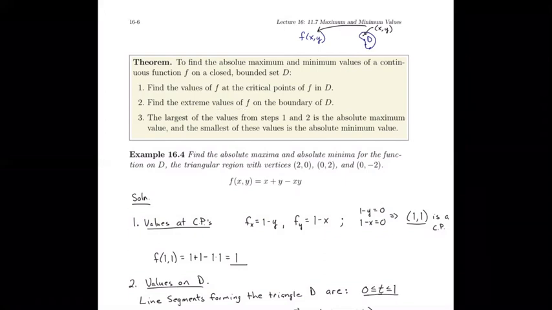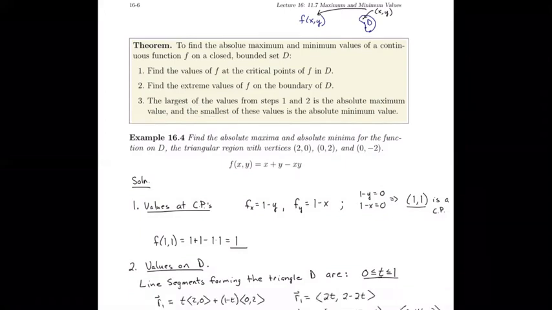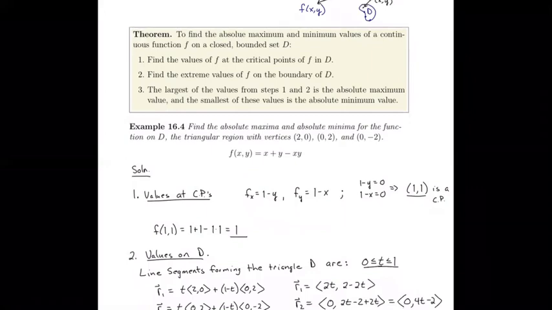And then lastly, we'll compare the largest and smallest values on either of these lists, and the largest one of the entire list is the absolute maximum, and the smallest one on the list is the absolute minimum on the closed bounded set D. So just like the closed interval test, only now we're dealing with slightly more complicated geometry.